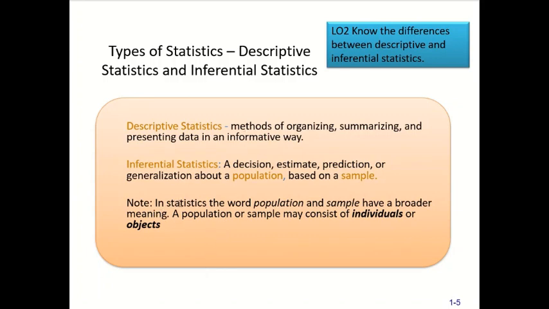Now it is important to note that in statistics, the words population and sample have a broader meaning. A population or sample may consist of individuals, like in the example we just discussed, some of the students in a class, or it can also be about different objects. Population and sample have a very broad meaning. They can be applicable to individuals or different objects too.